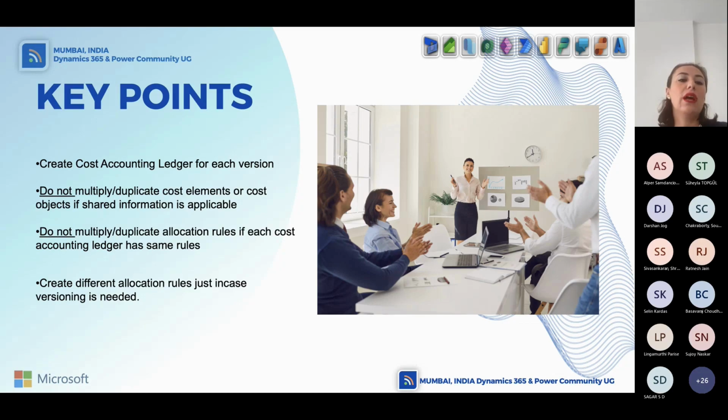Also, do not multiply or duplicate allocation rules if each cost accounting ledger has the same rules. For example, if you decide to create a version for each company, but each company has the same rules, do not create new rules for each company and use the same. This will help you very much because these are mostly manual definitions. You can create different allocation rules just in case versioning is needed.